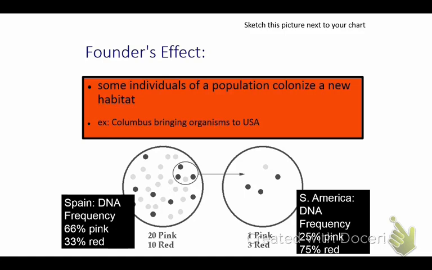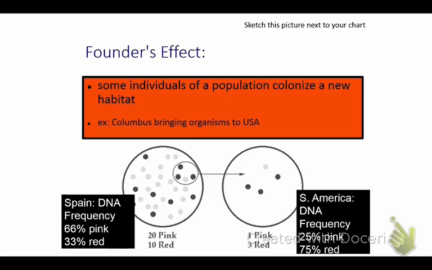You can think of it as brown and blonde, right? 66% of the people were brunette, 33% were blonde. Then you look at South America, and now we have 25% are brunette and 75% are blonde. So it changes the allele frequency because those few people are setting up the new population.